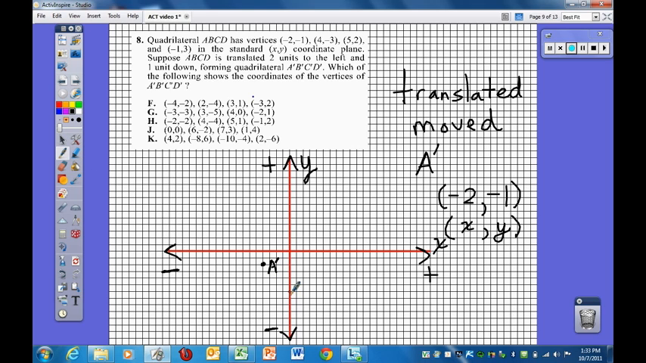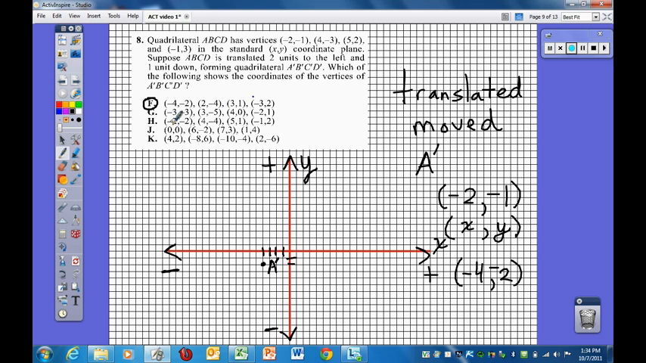Where did it end up? Count the units. Going back, 1, 2, 3, 4 to the left. So remember, that produces a negative on the x of 4. And then we went down 1, 2, down 2. And of course, that's a negative also. So -4, -2. F is the only one that has -4, -2 in it.